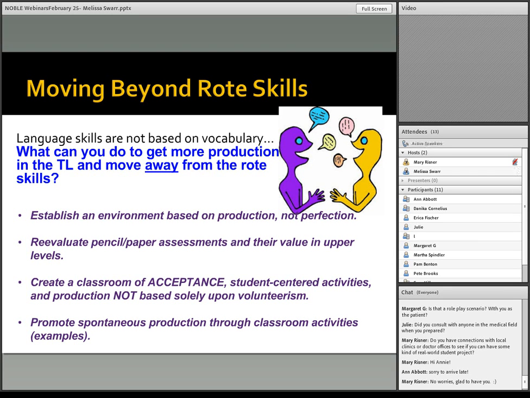Spontaneous classroom activities and things that get them all speaking, the practicality of it is what I really wanted to emphasize. Okay, and you can't have practicality if they cannot speak or will not speak or are too shy to speak. So I implemented a lot of activities.